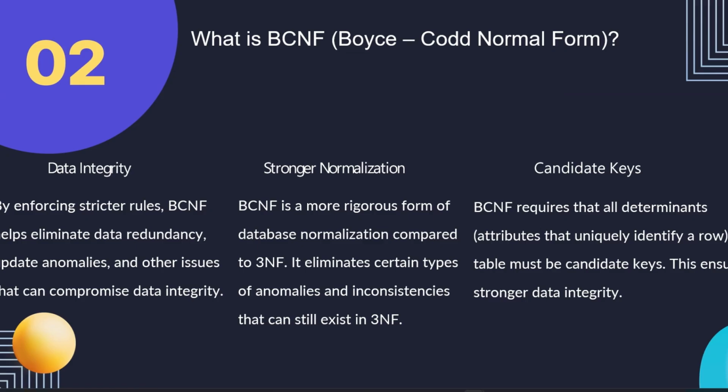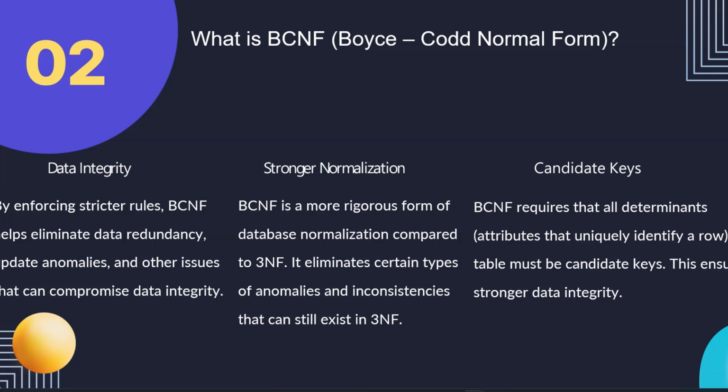Now, let us move on to what is BCNF or Boyce-Codd Normal Form. BCNF is an advanced version of third normal form, as 3NF does not remove 100% redundancy in cases where, for a functional dependency, let us say A to B, A is not the candidate key of the table. To deal with such situations, BCNF was introduced. By enforcing stricter rules, BCNF helps to eliminate data redundancy, update anomalies, and other issues that can compromise data integrity.